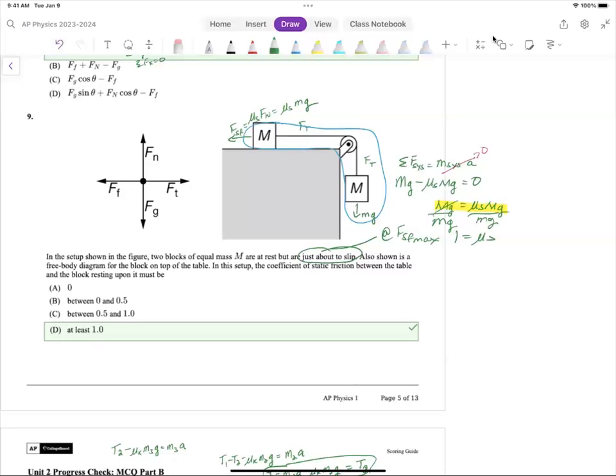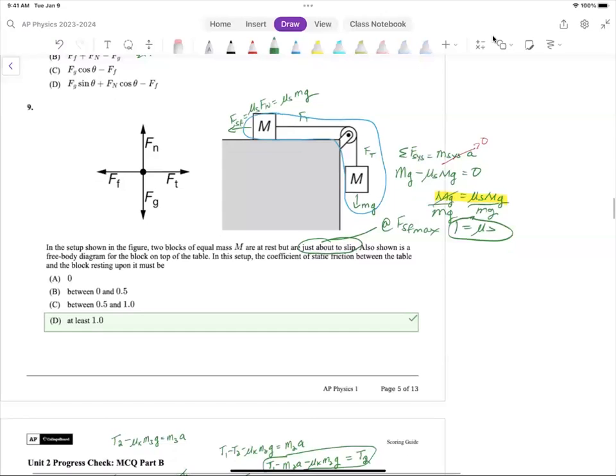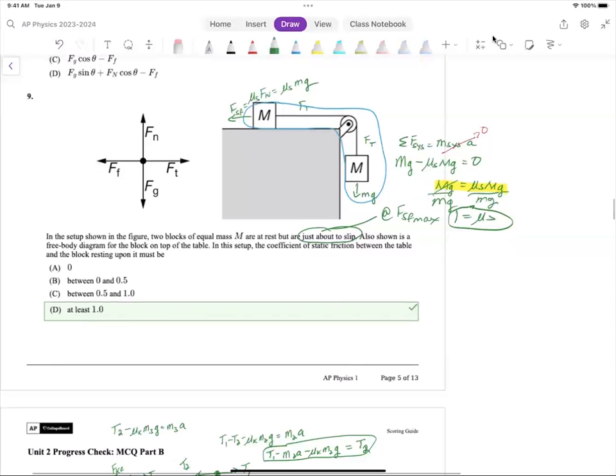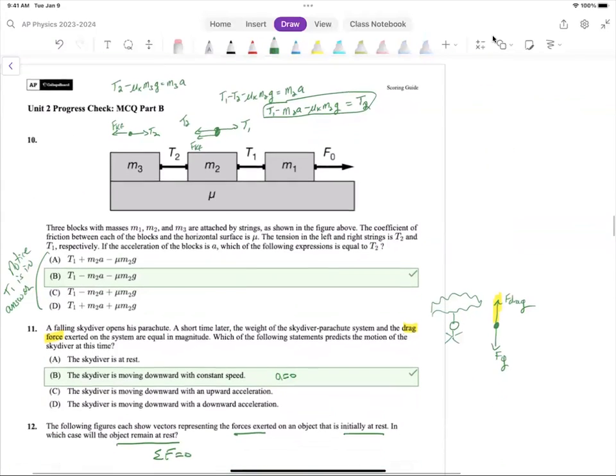Mg divided by mg is 1. Mu s has to be at least 1. Okay. Don't guess. And the reason why it came out that way is because both blocks have a mass of m.